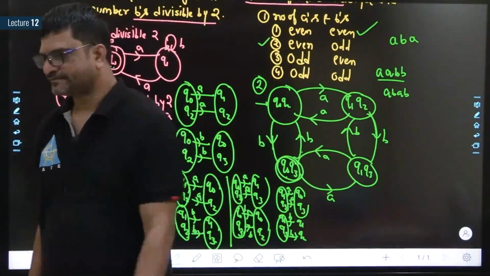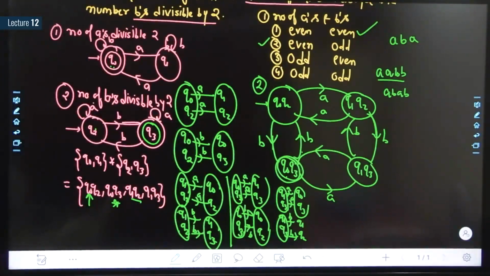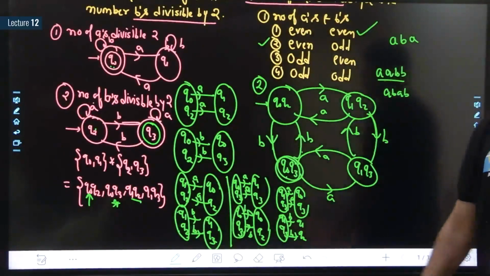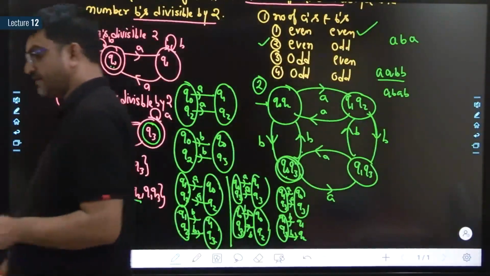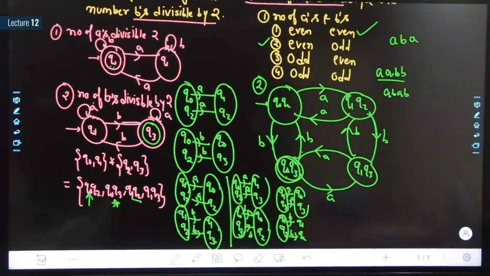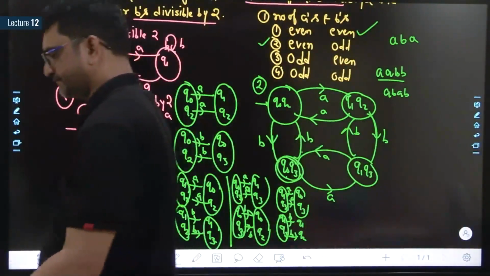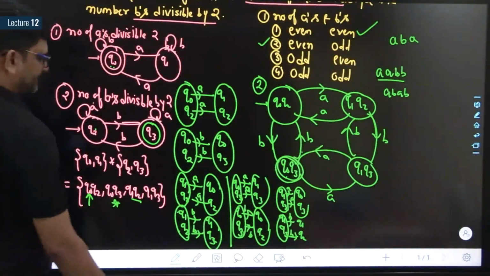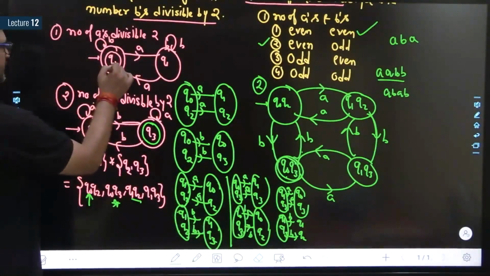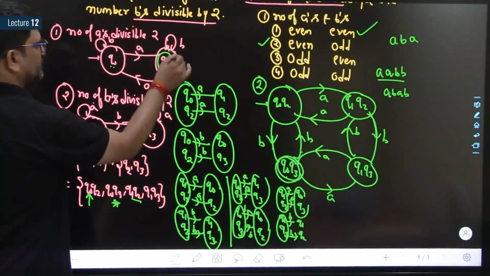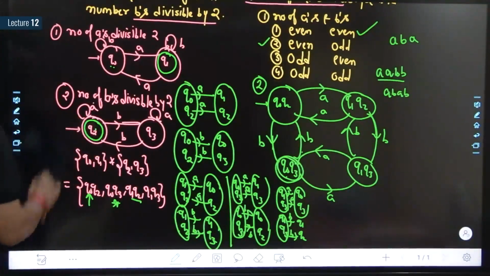Clear? Check. Try to do the third question. Number of A's odd and number of B's even. See, what are the changes? Number of A's are odd and number of B's are even.